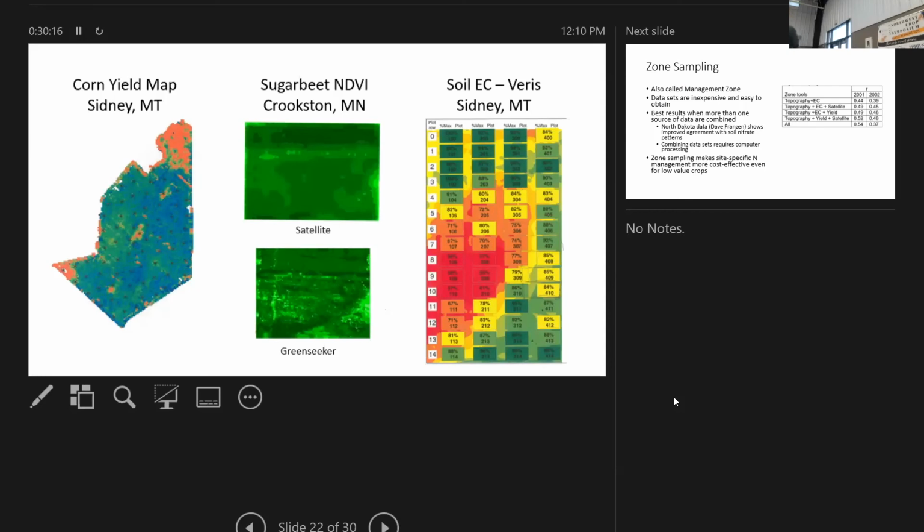All right, so here are a couple of examples of some data layers that we've collected. I showed you this field several times before. This is the corn yield map. So we're seeing some areas where we have low yield and some pretty high yield as well. So pretty fine resolution on that.